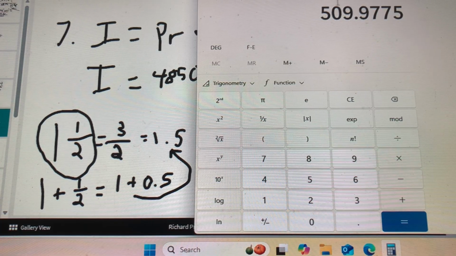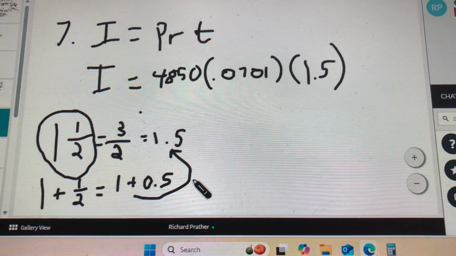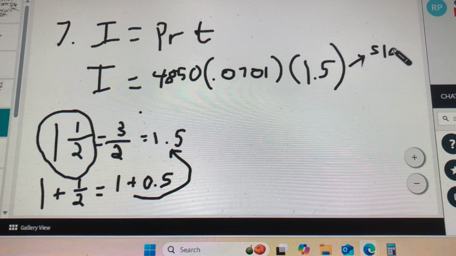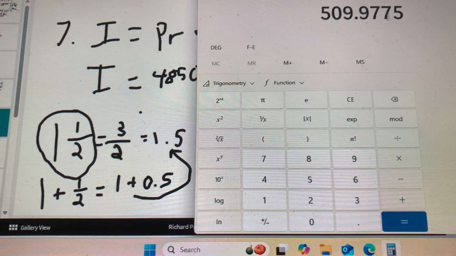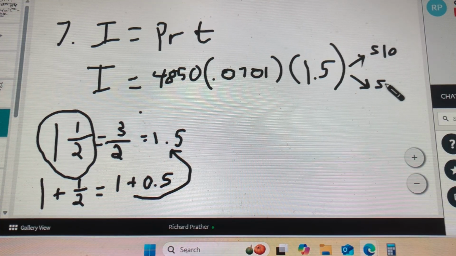Either you want to round to the dollar, which since there's a 9 one place after that, you would have to add 1 to this 9 and think of it becoming a 10, make 510. If they want dollars, this is $510. If they want cents, then you look at this third digit, that's a 7, and that adds 1 to this 7 and turns it into an 8. So 509.98, that's the cents, 509.98. And it's always only one of these two.